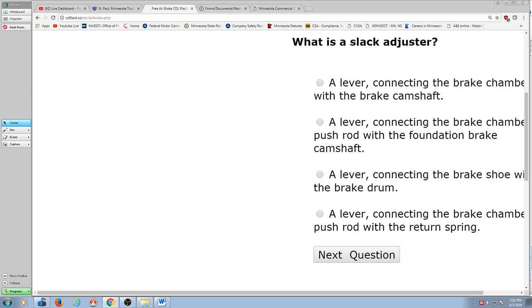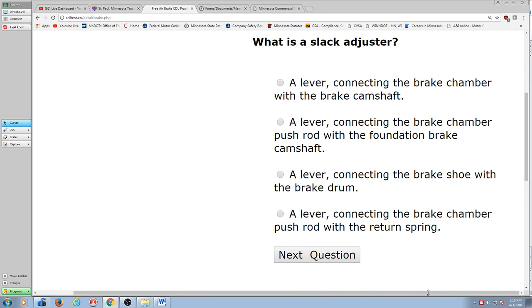All right, what is a slack adjuster? A: a lever connecting the brake chamber with the brake camshaft. B: a lever connecting the brake chamber push rod with the foundation brake camshaft. C: a lever connecting the brake shoe with a brake drum. D: a lever connecting the brake chamber push rod with the return spring. How many for B? One. How many for C? One. I think it's C too. How many for A? How many for D?